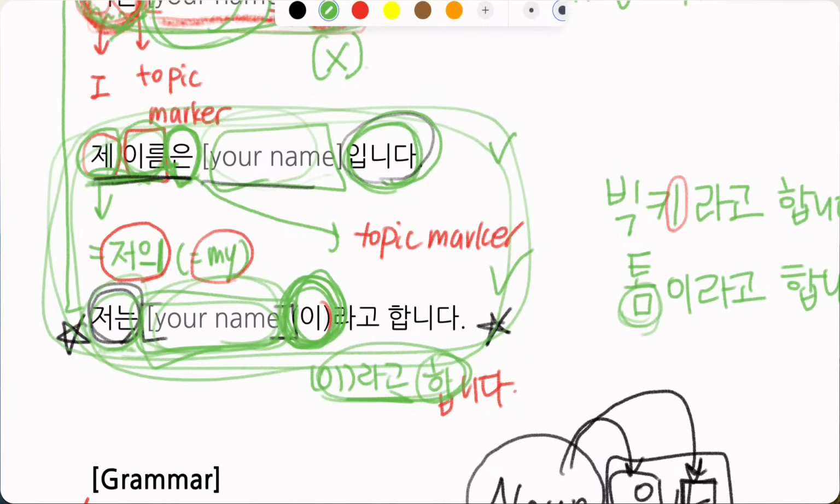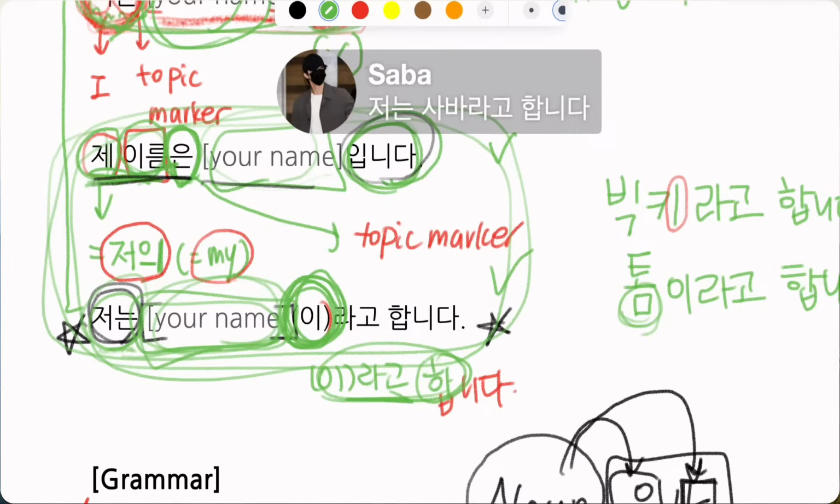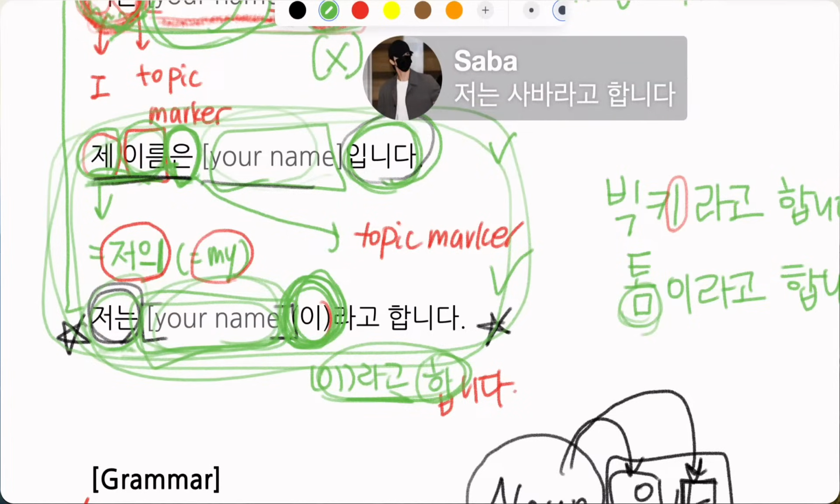그러면 여러분, can you try saying your name using either one of these two? 여러분, 이름을 말해주세요. Can you say your name in Korean? You could either speak it out loud. In that case, I wouldn't be able to hear you, but at least you're doing your practice. And feel free to write it in the chat comment. 어디 봅시다. 사바라고 합니다. Perfect.